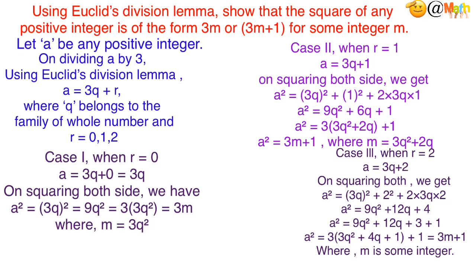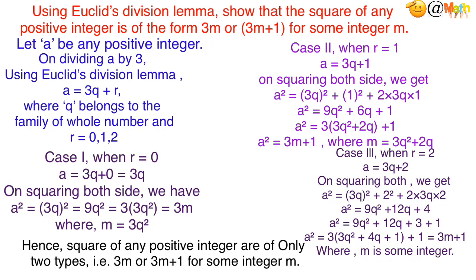On squaring both sides, we have a square is equal to 9q square plus 12q plus 4, which is a square is equal to 3m plus 1, where m is equal to 3q square plus 4q plus 1. Hence, the square of any positive integer is of only two types, that is 3m or 3m plus 1 for some integer m. It cannot be in the form of 3m plus 2.